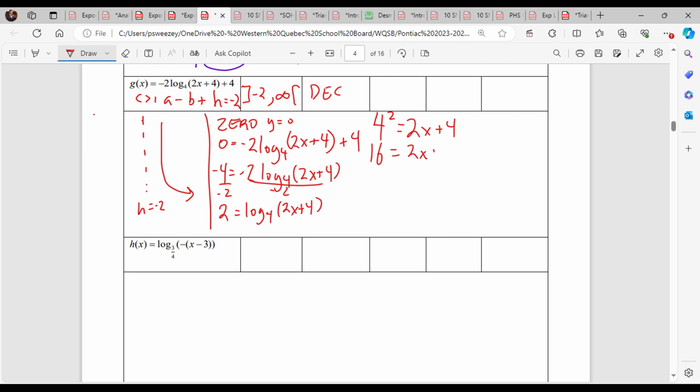16 is equal to 2x plus 4. And then bring that guy over. 12 is equal to 2x. Divide by 2, x is equal to 6.